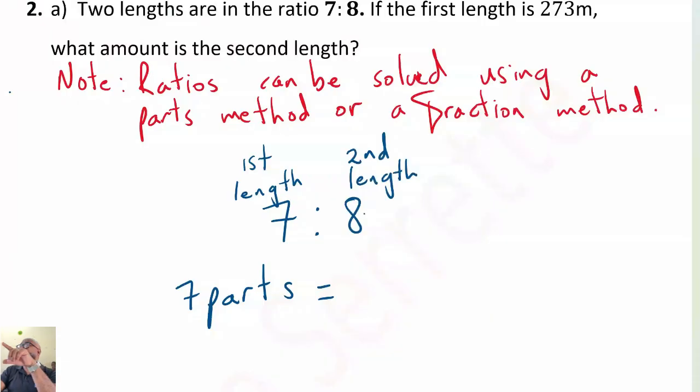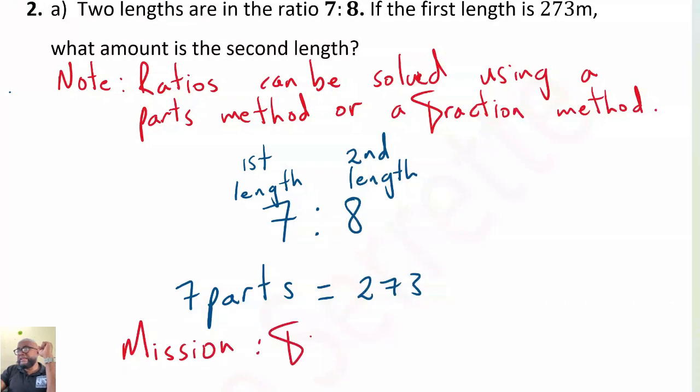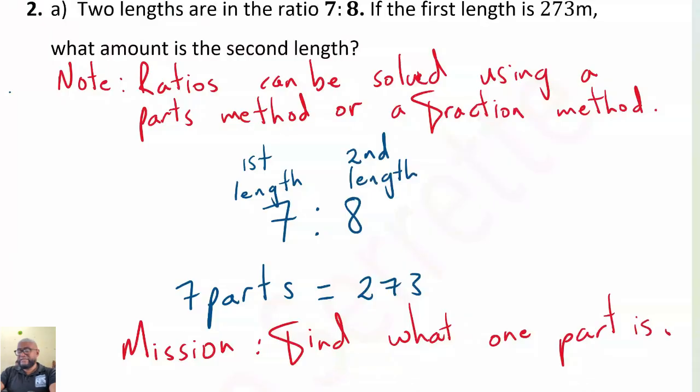So it's actually 7 parts is equal to 273. Now, the whole mission here, in red, mission: find what one part is. All clear with the mission? We want to find out what one part is.